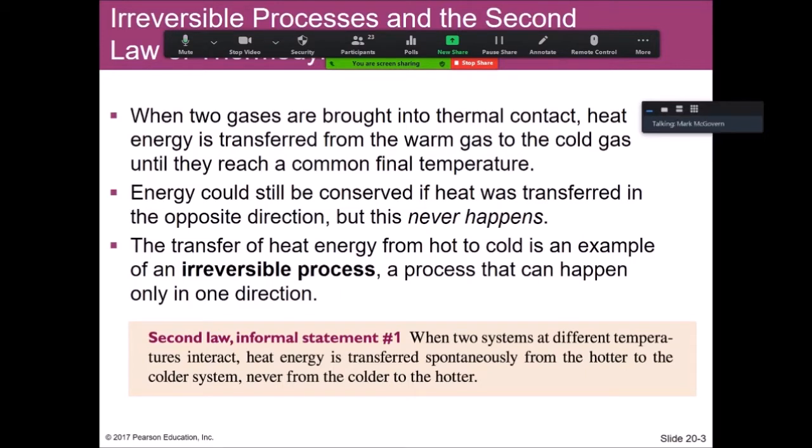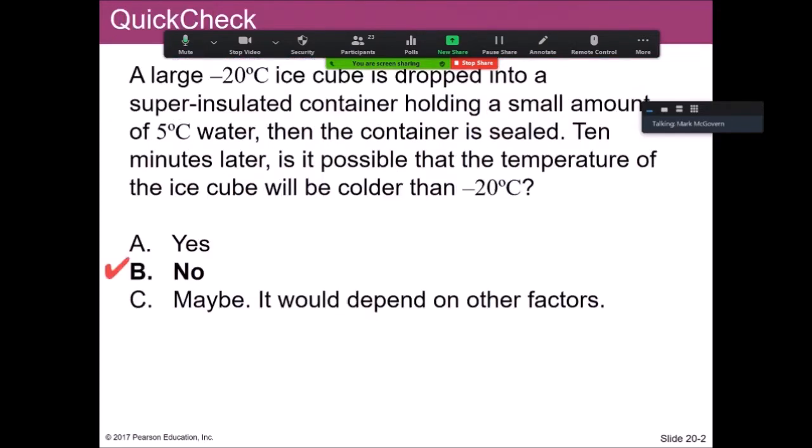If you bring things that are not in thermal equilibrium, and remember what that means, it means they're not at the same temperature, there will be a heat transfer between them. The heat transfer, however, always happens from hot to cold. Okay? Hot to cold. So that means that warm water is going to start to heat up the ice. Now, we weren't told any quantities here, so who knows what's happening.